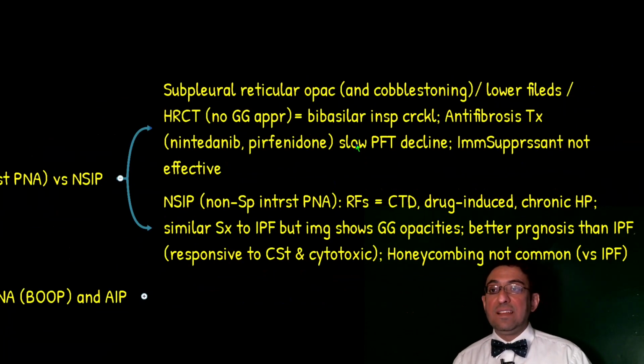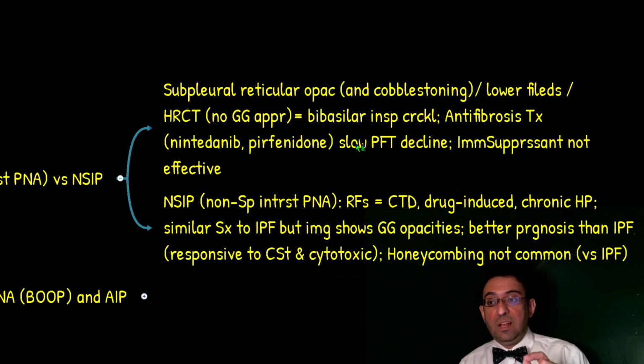Now, regarding the prognosis and treatment, what are the treatment options? Remember, the prognosis is not very promising. The treatment usually does not respond to immune suppressants, and the most important group of drugs used include the anti-fibrosis drugs such as nintedanib and pirfenidone. Their real effect is just slowing the worsening or progression of the disease. That is, the rate of decline in pulmonary function test could be slowed by these anti-fibrosis drugs.